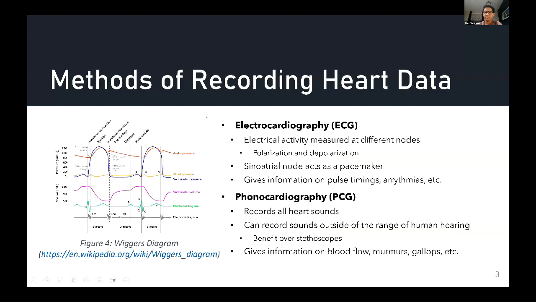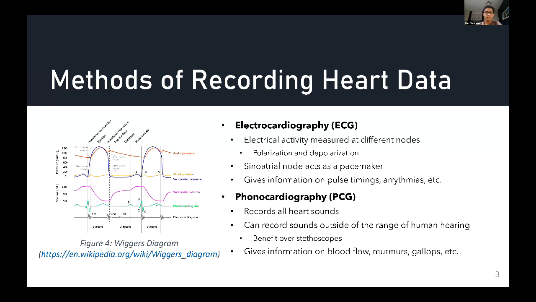Typically, heart data is taken in through two main methods. The first being electrocardiography, or ECG. This is basically where you're looking at the polarization and depolarization of several nodes across the heart. And this can provide information as to the timing of pulses or even arrhythmias in the heart.